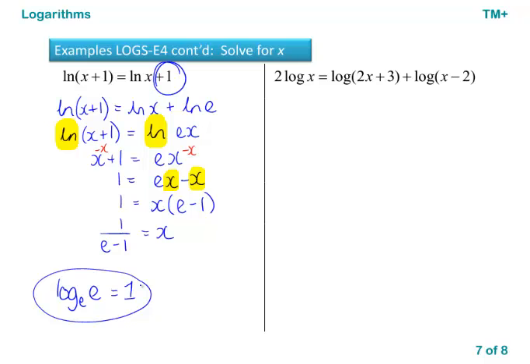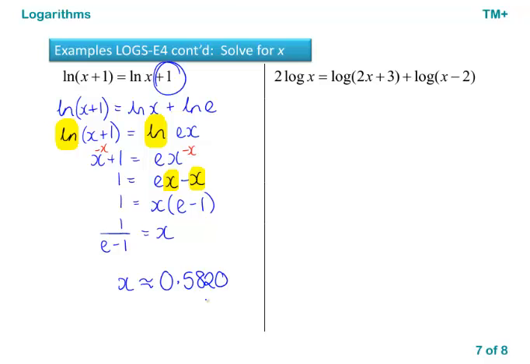I can plug that into the calculator. If I plug in 1 divided by, now remember to put in a bracket around the exponential. Okay, so exponential 1 take 1 bracket. So you have to have that bracket around it. And your answer ends up being approximately 0.5820. Okay, so make sure you can do these. Again, pause the video, try it yourself, watch it, then pause the video, then do it yourself. Okay, you really need to be learning from this.